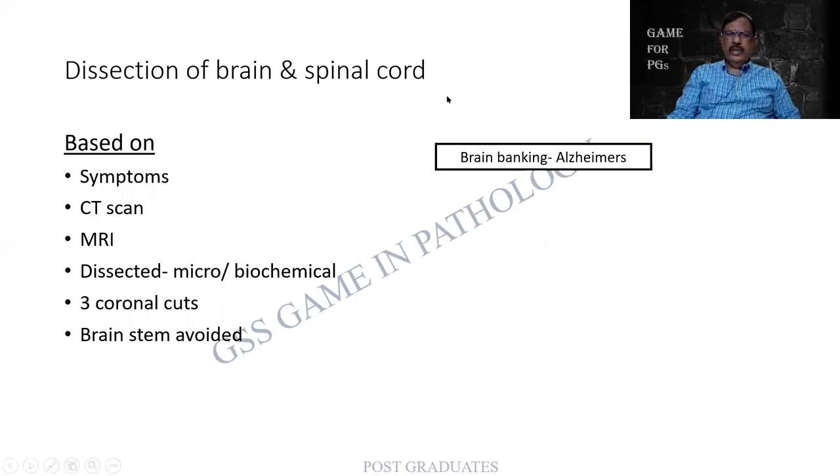As I told you, the dissection of the brain and the spinal cord is based on the symptoms with which the patient is presenting, the CT scan or the MRI, and the other biochemical findings. Whatever it may be, three coronal cuts are given, not many, so that you have an idea about what is happening. Some authors suggest that one half of the brain be cut coronally and the other half preserved as it is for further examination. The brain stem is avoided during the dissection.